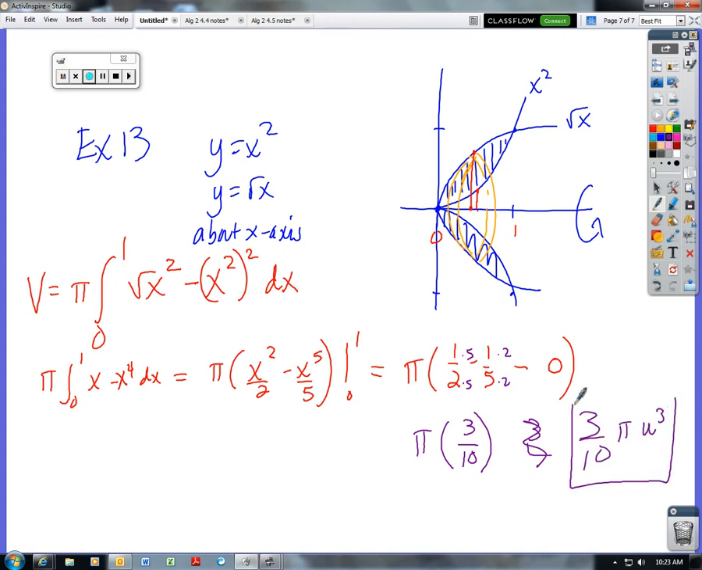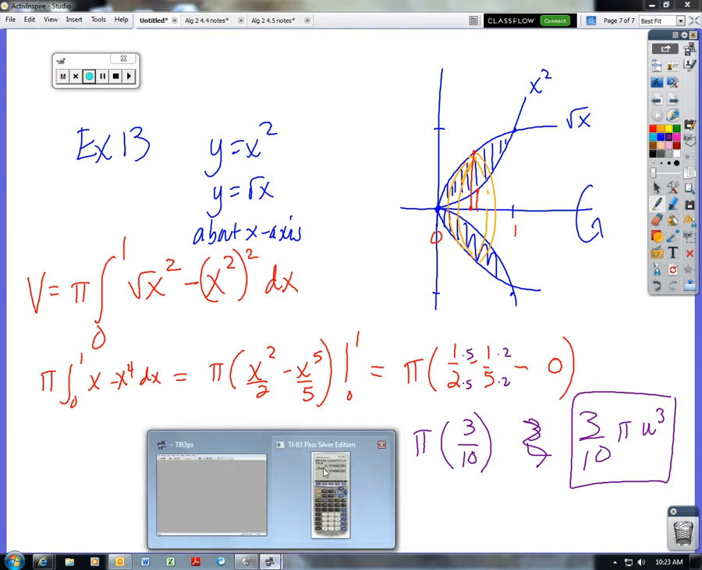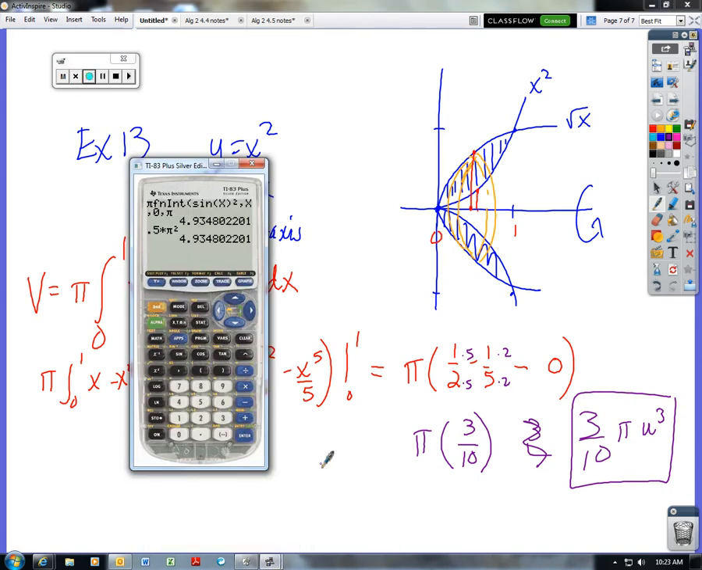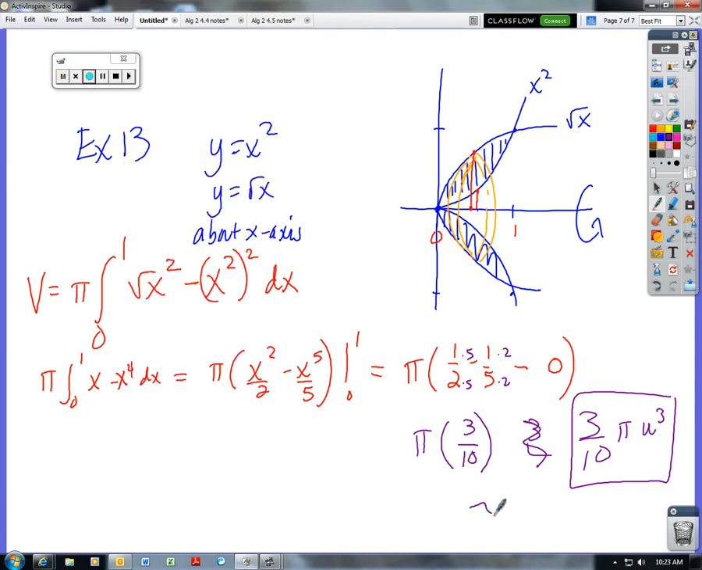What is that in decimal? Well, 0.3 times pi, so it's going to be around 0.942. Now you could check your integration on the calculator if you wanted to. And that concludes not only section D2, but also the entire chapter.